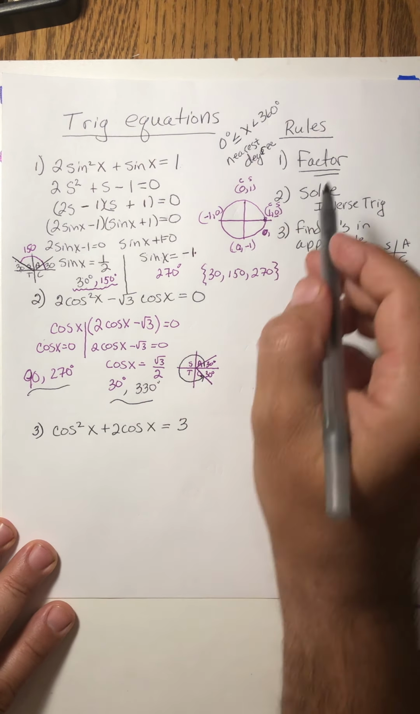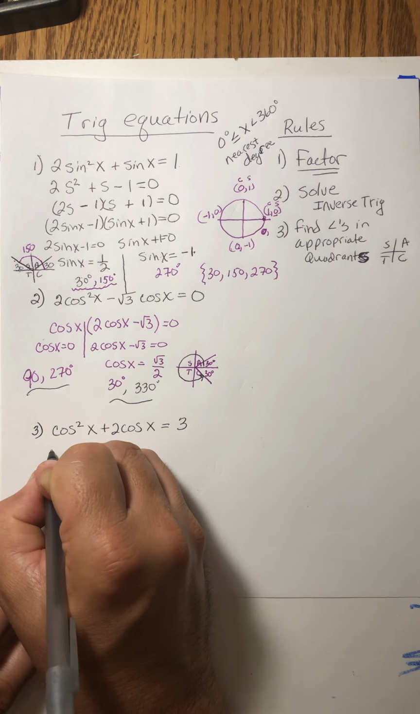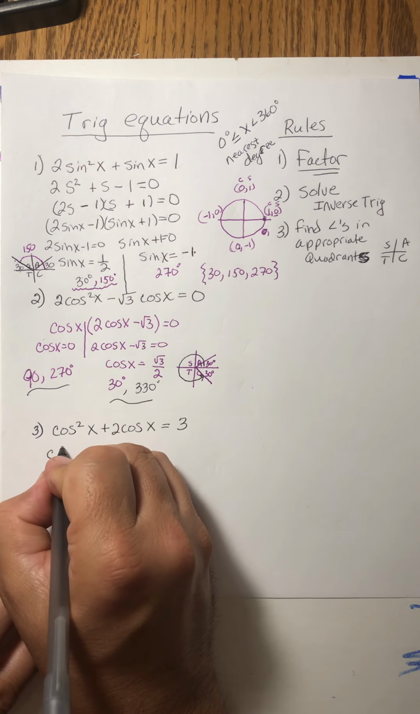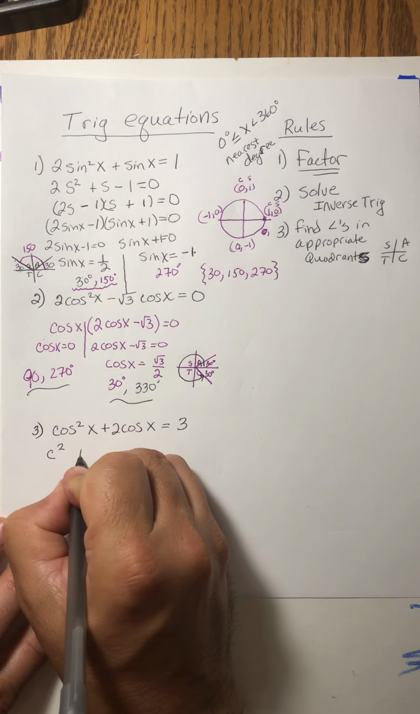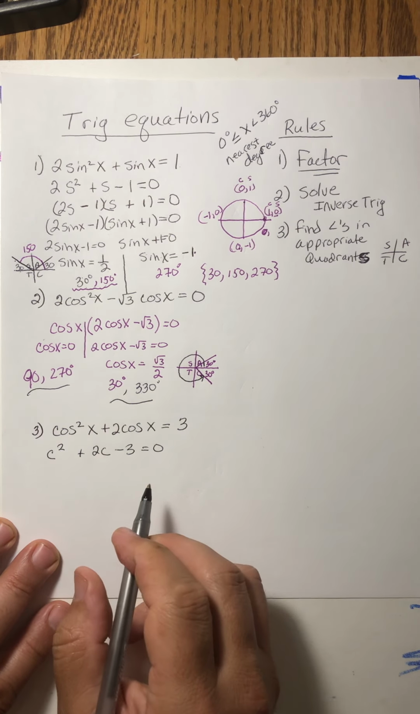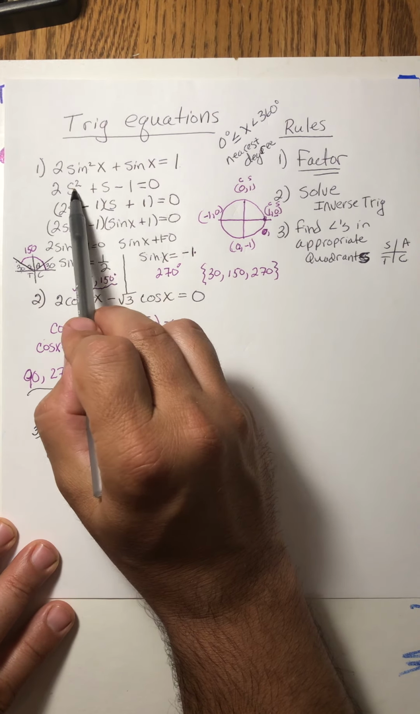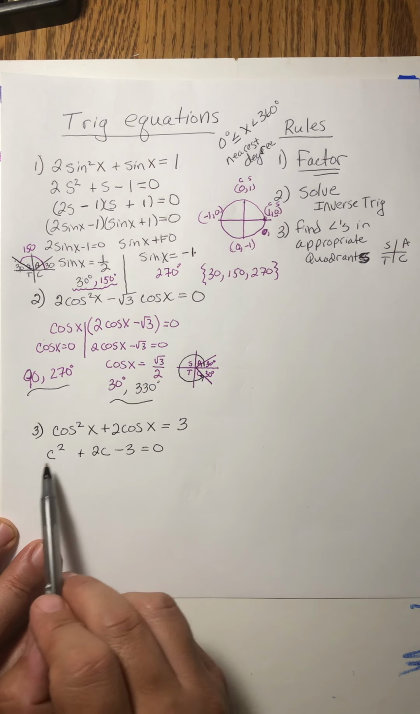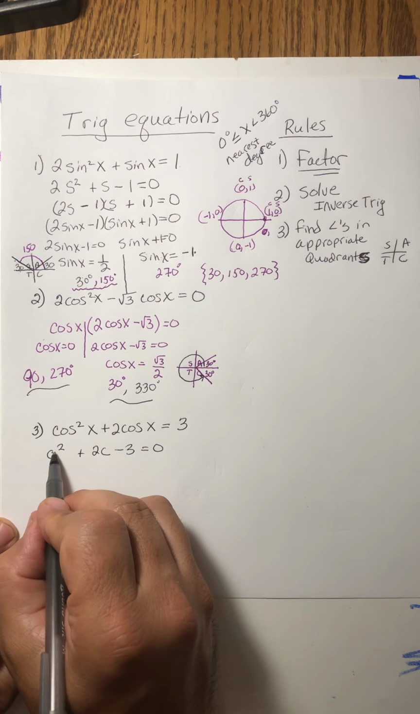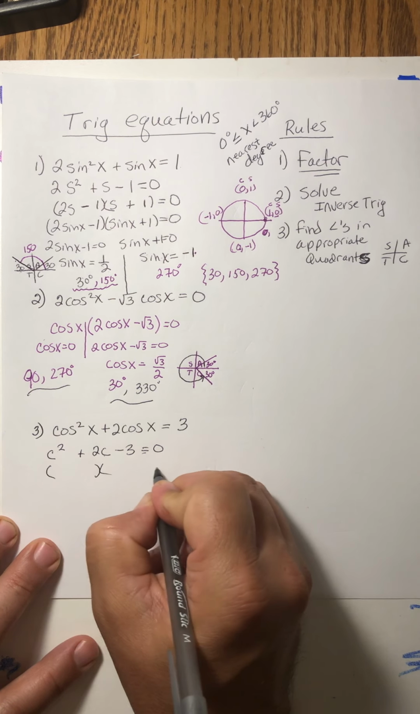All right. Factor. Well, I got to make this equal to 0. So if you want to, I'll get lazy and I'll just put c squared plus 2c minus 3 equals 0, just like I did up here. Remember, I got rid of the sine word and I just put s squared. Here I did not. Okay. So I've got my c squared plus 2c minus 3 equals 0.